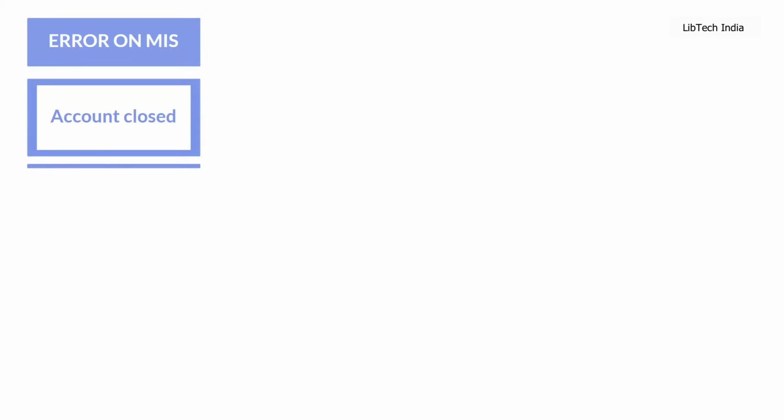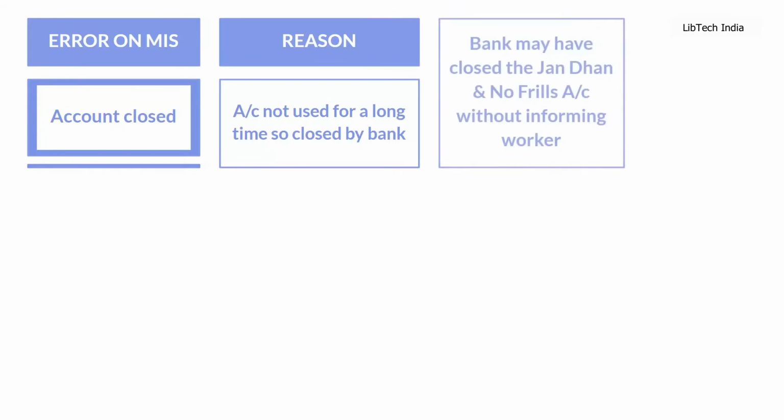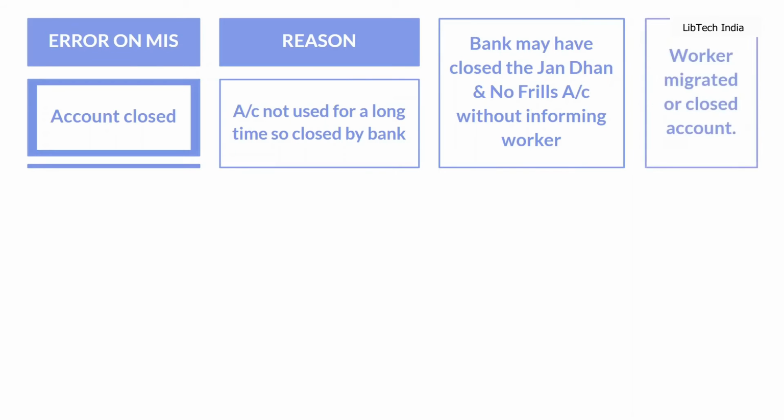The second issue we're discussing is account closed. This can happen due to three reasons. One, if an account has not been used for a long time, say 6 to 12 months, and has been closed by the bank. Second, because the account was a Jan Dhan or a no-frills account and the bank has closed it without informing the worker. And third, it can also happen if the worker migrates or closes their account but it remains linked.